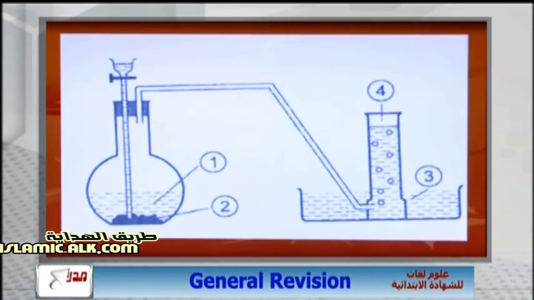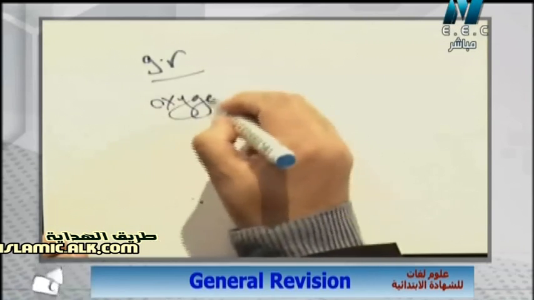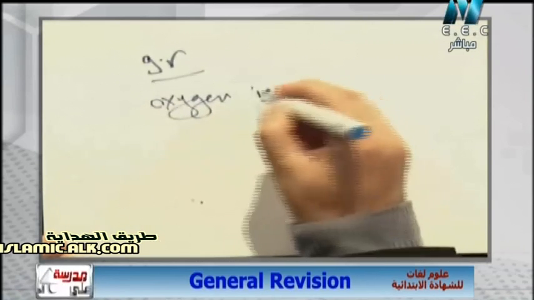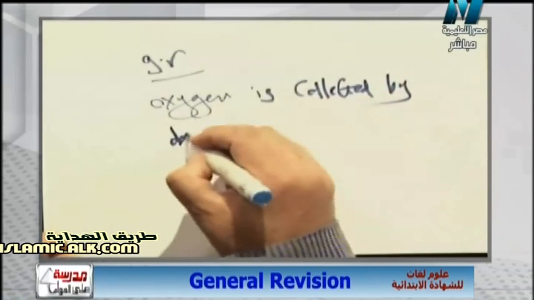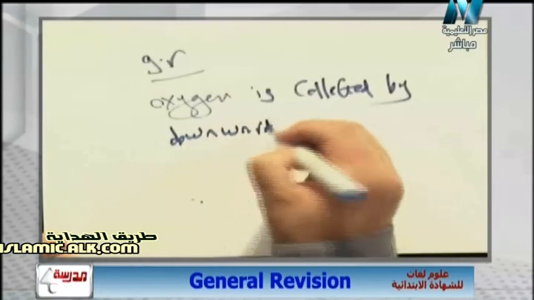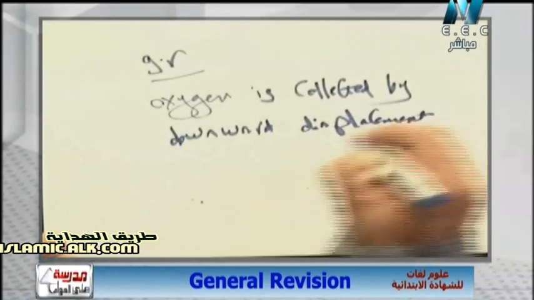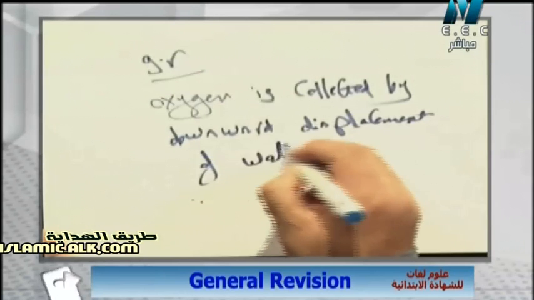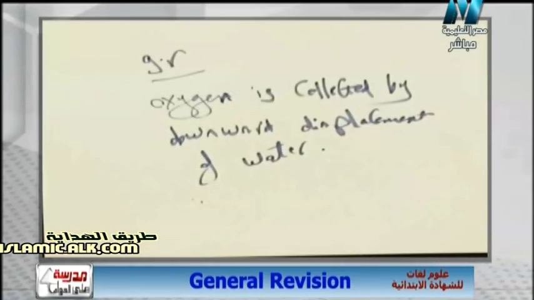Number one, let me write this. Give reason. The question says give reason: oxygen is collected by downward displacement of water. We saw in the experiment, in the image a moment ago, that oxygen is collected by downward displacement of water.